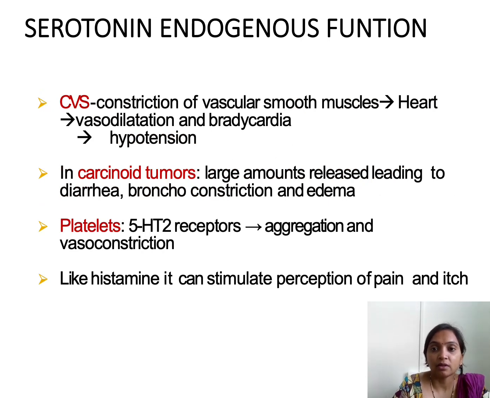Endogenous function: serotonin in the CVS acts through the vascular smooth muscles to cause vasoconstriction, and on the heart its action is vasodilation and bradycardia, and it can also cause hypotension. In carcinoid tumor, a large amount is released, which can lead to diarrhea, bronchoconstriction and edema.